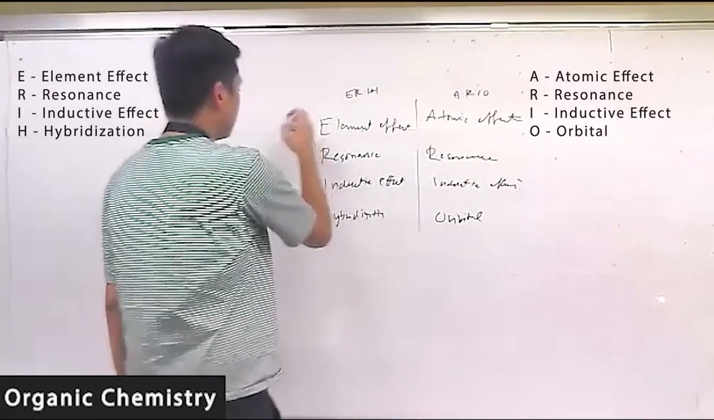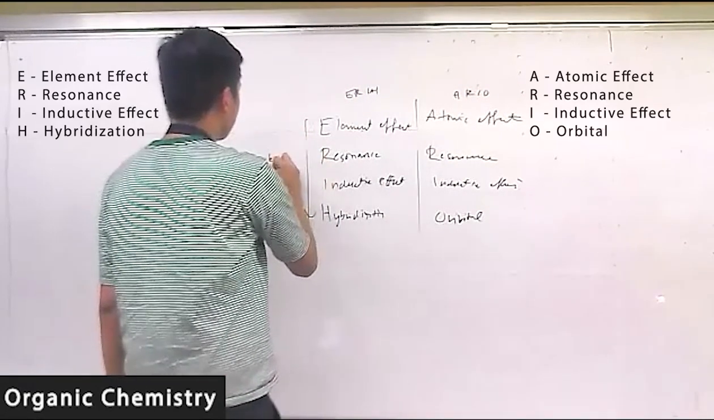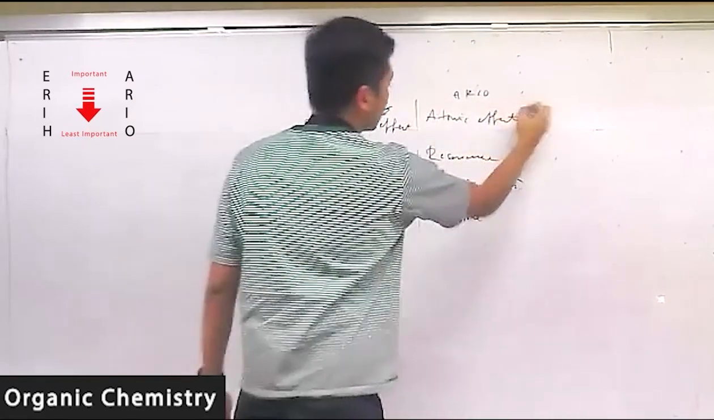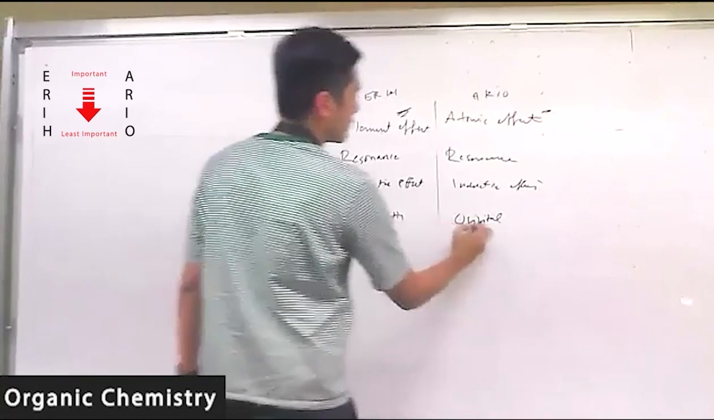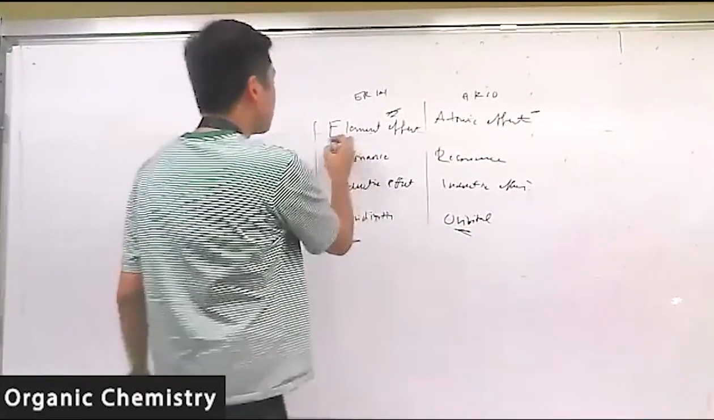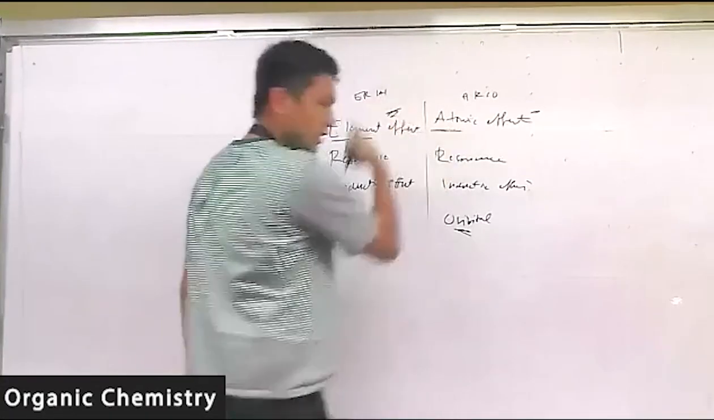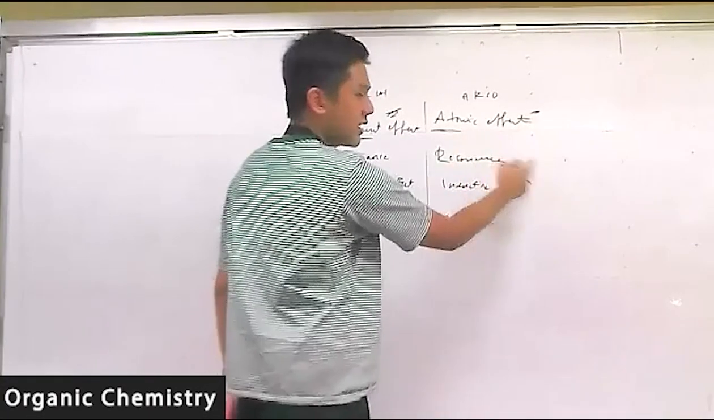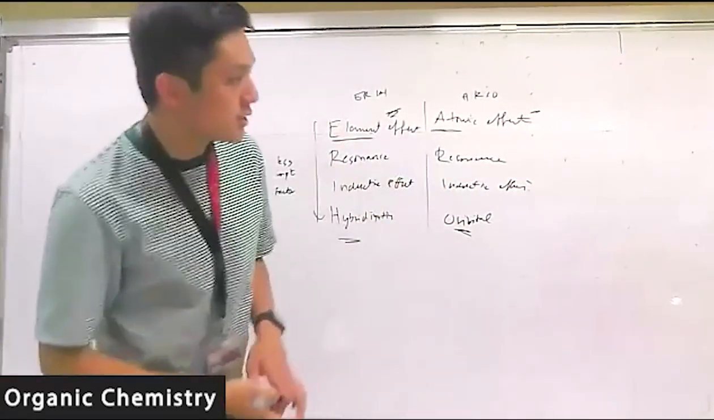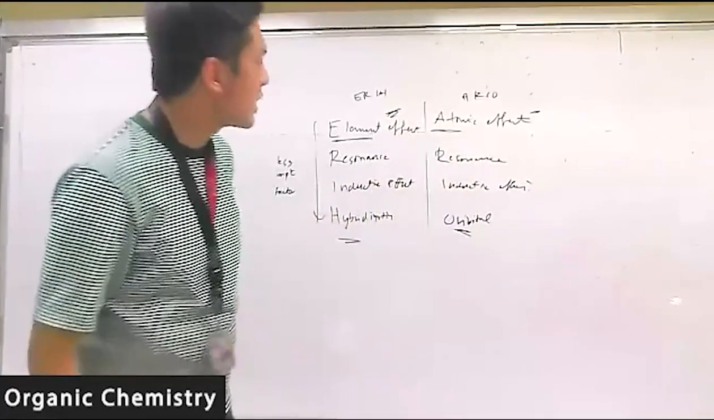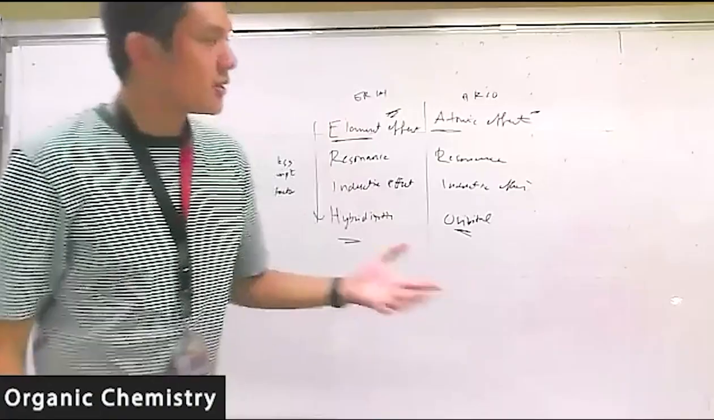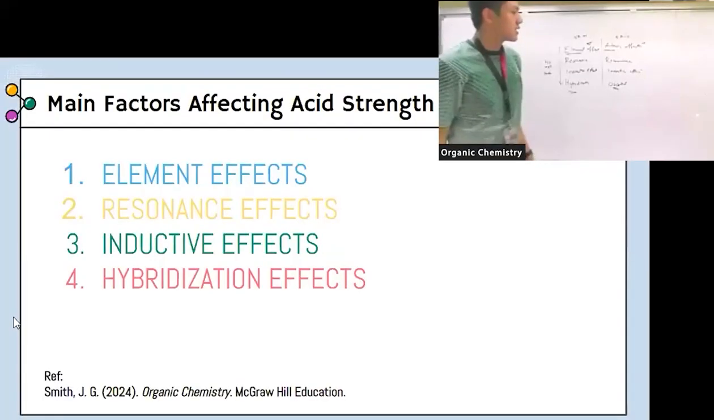Going downward, the factors become less important. So the most important is atomic or element effect, and this is the least important. So when you're assessing the strength of an acid or a base, you always start with your first factor. Then if they are the same, you go to the next, and the next. Okay? So just remember this while we go through the discussion. It's also on your screen. I personally use ARI in my studies, but you can use either. So next slide, please. Let's discuss the first factor.